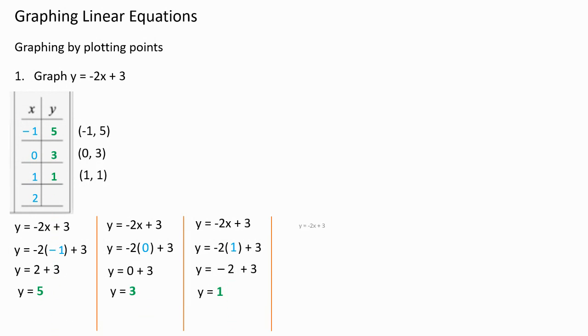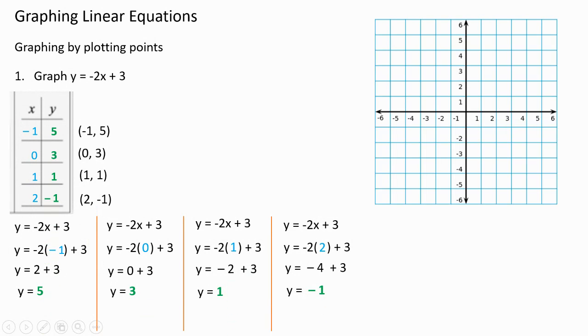Finally, when x equals 2, I'm going to plug in 2 for the x. So we get negative 4 plus 3, so y equals negative 1. So when x is 2, y is negative 1, and the ordered pair will be 2, negative 1. Now let's graph it. I'm going to plot all these points on the coordinate plane.